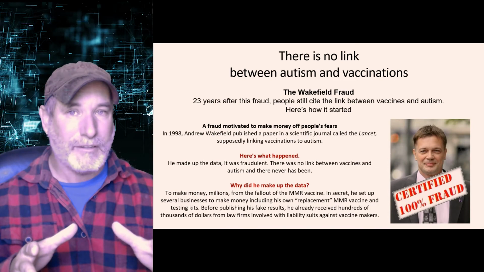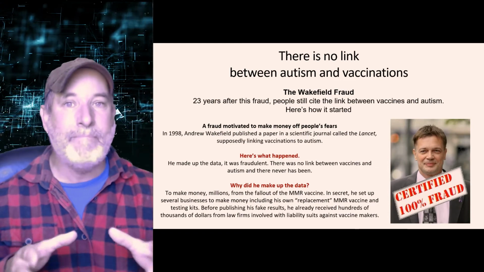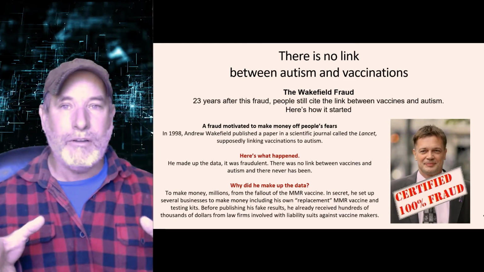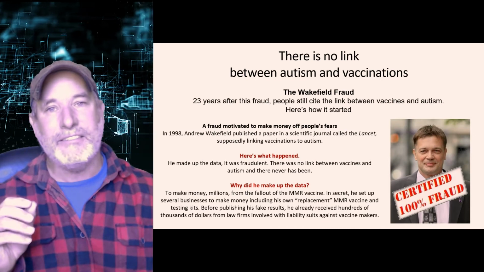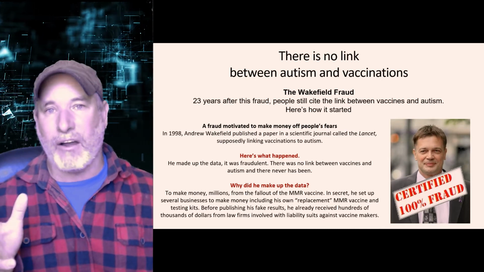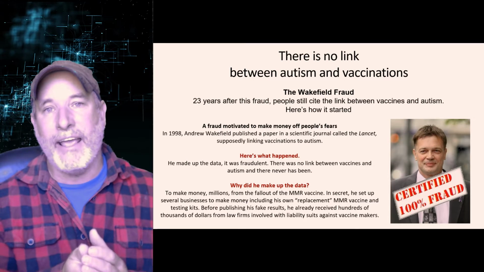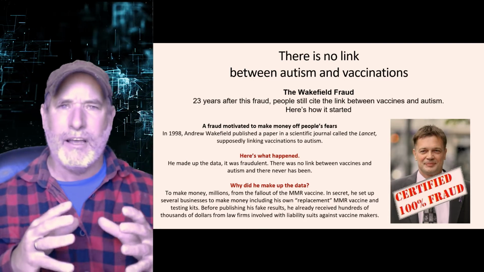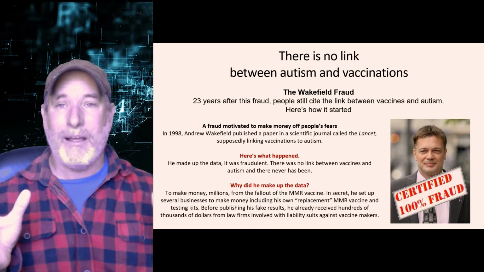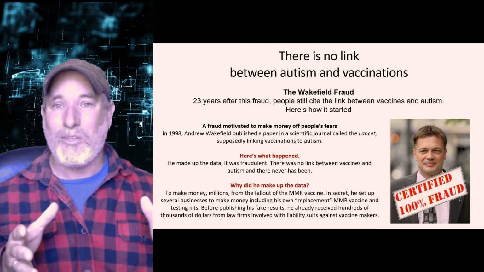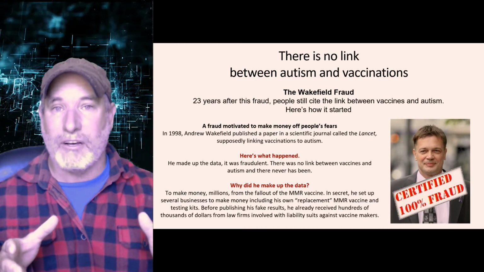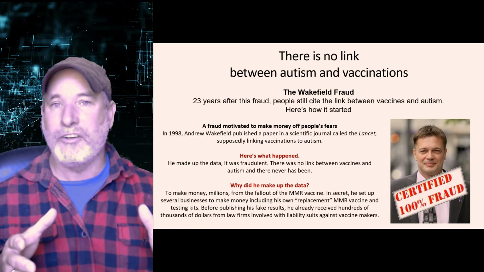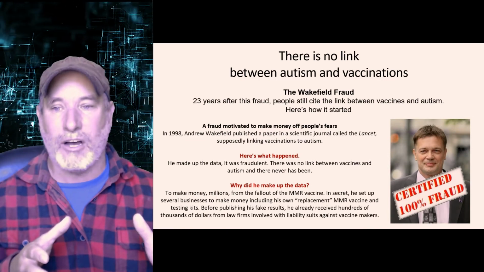Okay, here's what happened. He made up the data. He made it up. It wasn't real. There was no link between vaccines and autism. It was never there. He made up the data to scare you, to make money. Isn't that crazy? He made it up. And why did he make up the data? We know it's to make money, but lots of money. He started out with hundreds of thousands. He was going to make millions off of this.